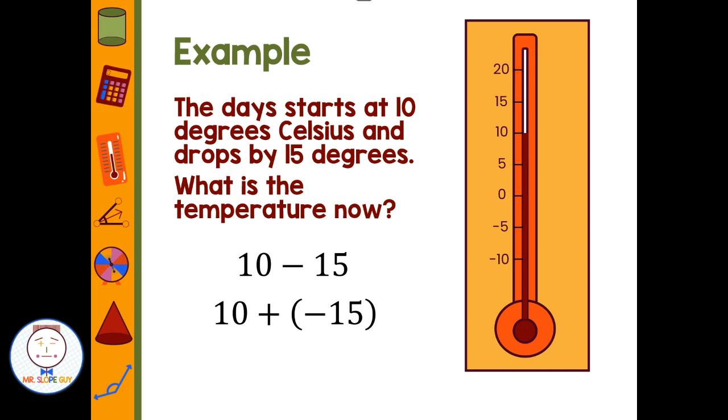Then we're adding two different signs. So if I add a positive and a negative, I subtract the number part and use the sign of the greater absolute value. It's negative 5. So if I looked at my thermometer here, it's starting at 10 degrees, and if it drops 15, it drops 5, 10, 15 degrees. We're at negative 5 degrees on the thermometer.